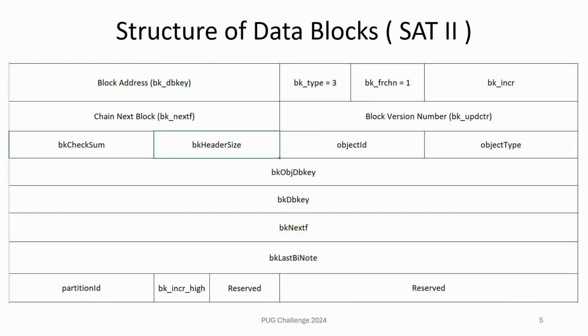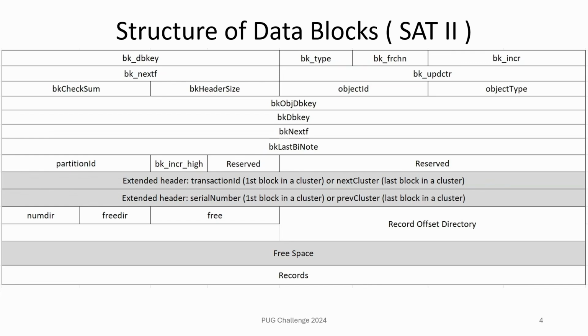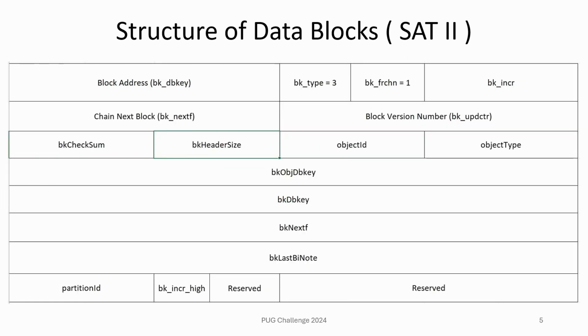So that is the header of the block, the top part of the slide. It has the block address, the type of the block, which I'll talk about a little later, the chain number, and the incremental counter. This is related to the backup: when the backup runs, it should know whether the block was changed or not, and it looks right in this field. It also has a bunch of new fields added which we didn't have in SAT1.